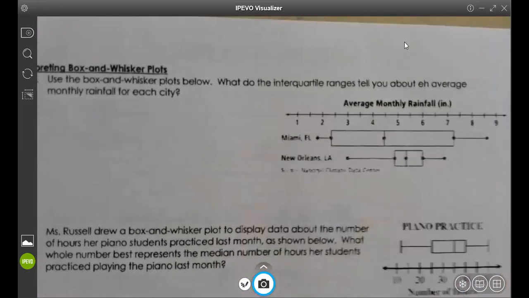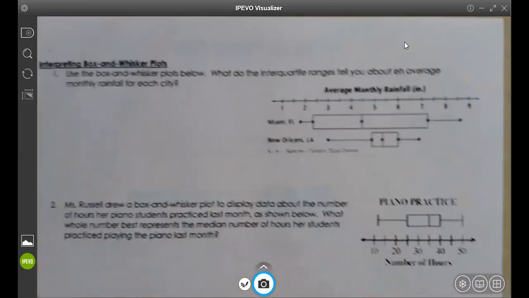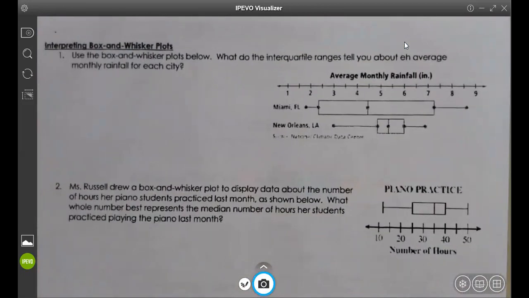So use the box and whisker plots below. You have EOC questions just like this. In a couple weeks, you're about to take this exam, and you're going to have questions just like this. Use the box and whisker plots below. What did the interquartile ranges? What did I tell you the interquartile range was? Anybody remember?